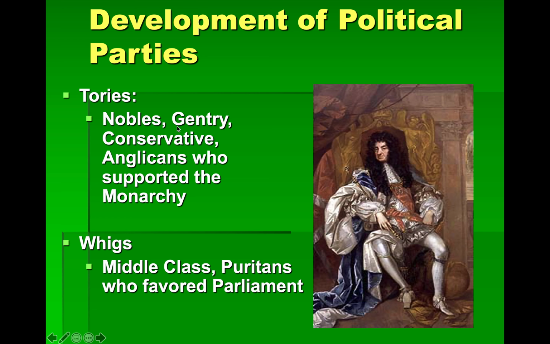Okay, so the Tories, nobles, generally more conservative. These are Anglicans who support the monarchy. Whigs, more middle class, Puritans. Okay, Protestant. More radical Protestant, more liberal-leaning Protestants who favor Parliament. Okay, and we'll be talking about those groups a little bit later, and especially during the other chapters in class.